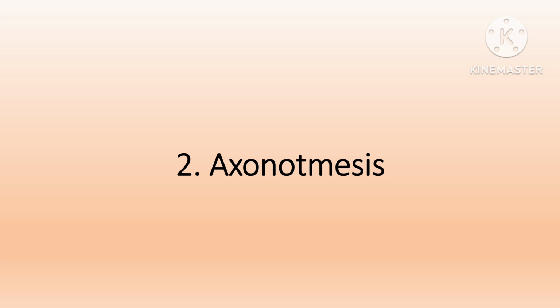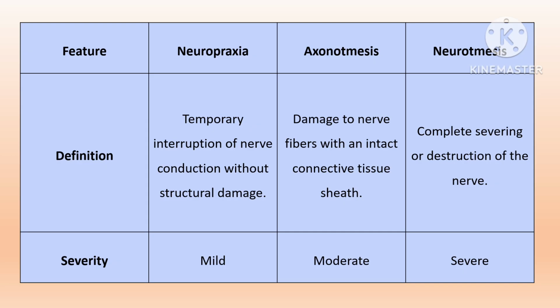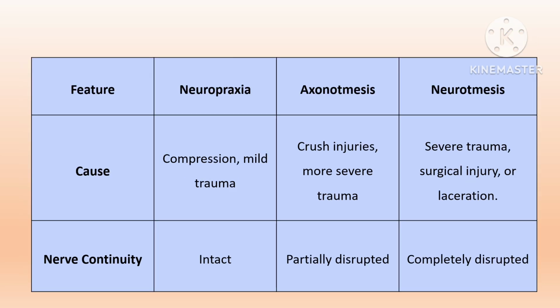Traumatic injuries to the facial nerve, like from a blow to the face or surgical complications, could result in axonotmesis. Then the most severe form of nerve injury is neurotmesis, where the nerve is completely severed or destroyed. There is no possibility of the nerve regrowing or recovering without surgical intervention. Severe facial trauma such as a fracture of the skull that directly damages the facial nerve comes into the category of neurotmesis.